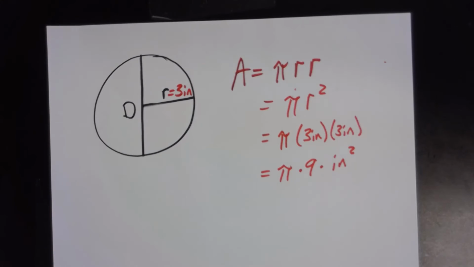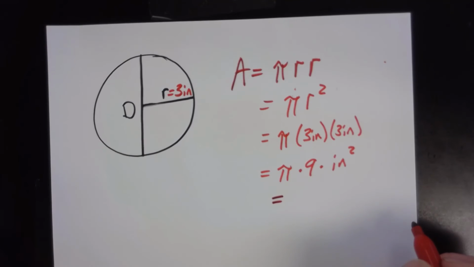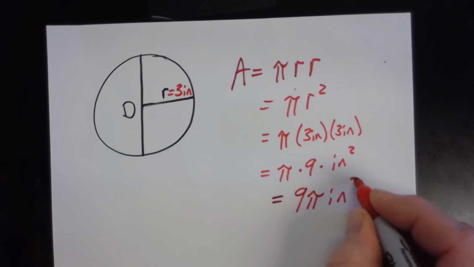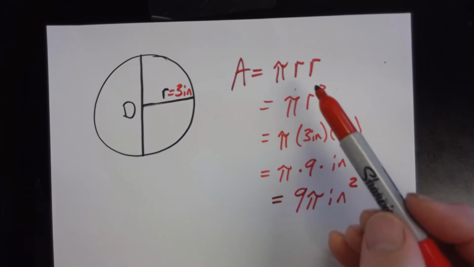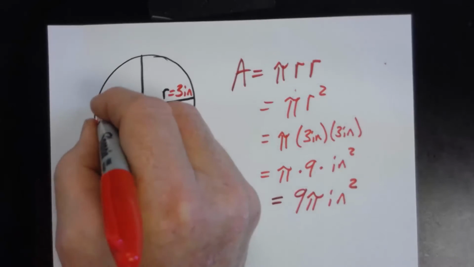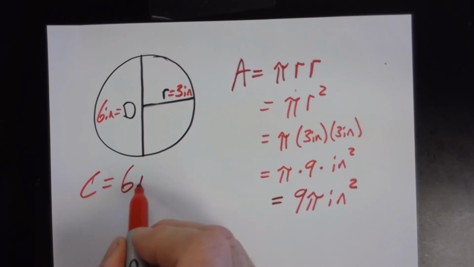Now I don't like pi times 9. I don't think that's a good way to write it. How should we write that? 9 pi inches squared. Now this looks like a lot, I think. But when it comes down to it, it's not that big a deal, is it? No. By the way, what is the diameter of this circle? 6 inches. So what is the circumference of the circle then? 6 pi.